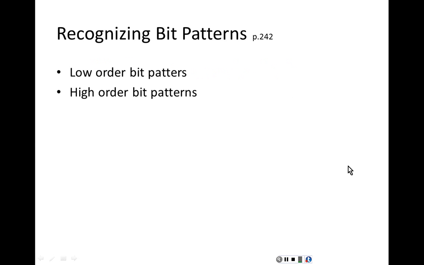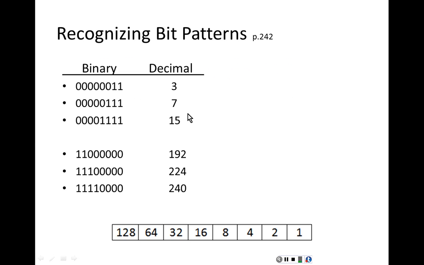Recognizing bit patterns, low order and high order bits. These are low order bit patterns. So 2 1s is equal to 3. 3 1s is equal to 7. 4 lower order bits is equal to 15, because that would be a 1 and a 2 and a 4 and an 8. Add them up, you get a 15.